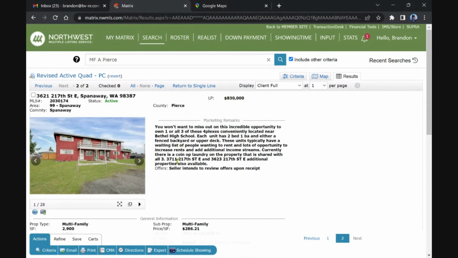830 for a fourplex in Pierce County is not a bad deal. I mean, again, it was a long time we didn't see anything under 900. And as these are creeping closer back down to low eights, if we can even get into the high sevens, that would be fantastic.